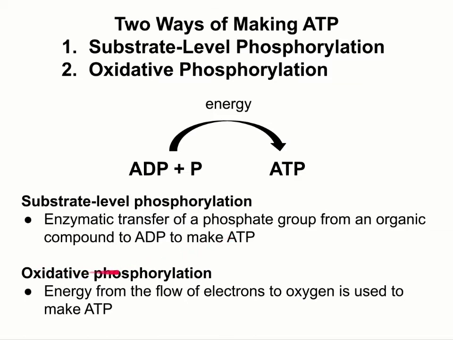Oxidative phosphorylation uses the energy released by the flow of electrons from organic compounds to oxygen to make ATP from ADP and free phosphate groups. Remember from the last slide that most ATP production is from OXPHOS, so ATP production with oxygen is much more efficient than without oxygen. Okay, let's get into the specifics of cellular respiration, and we'll start with glycolysis.